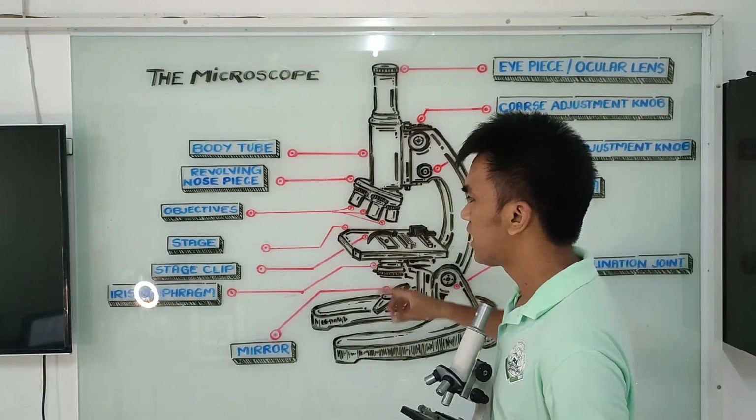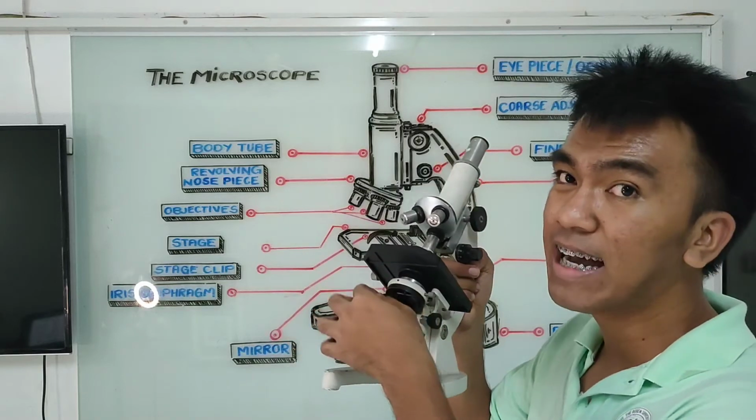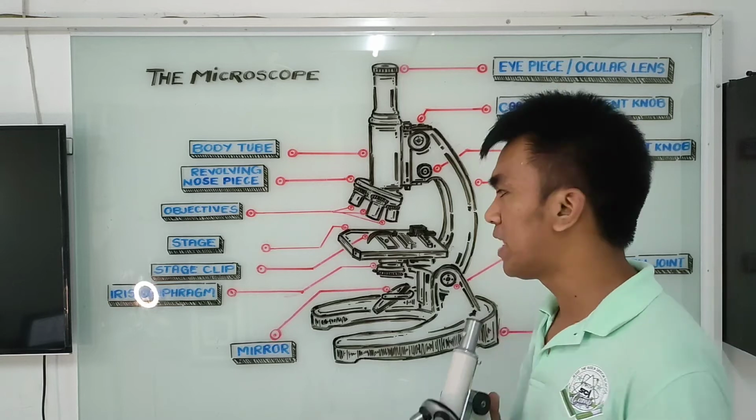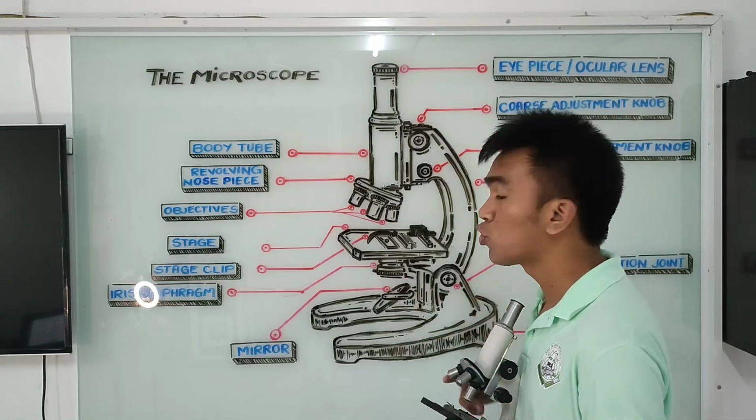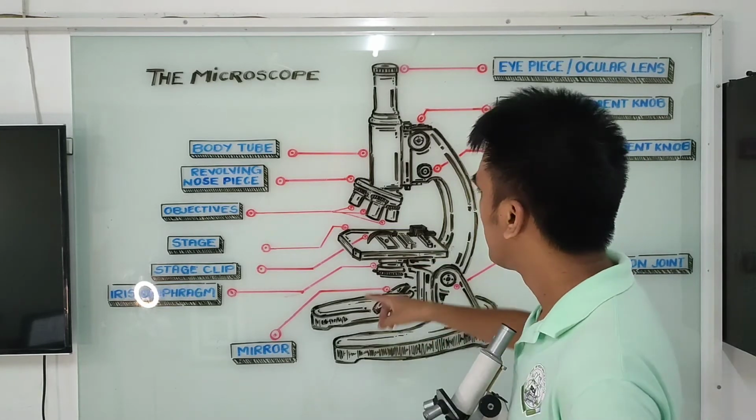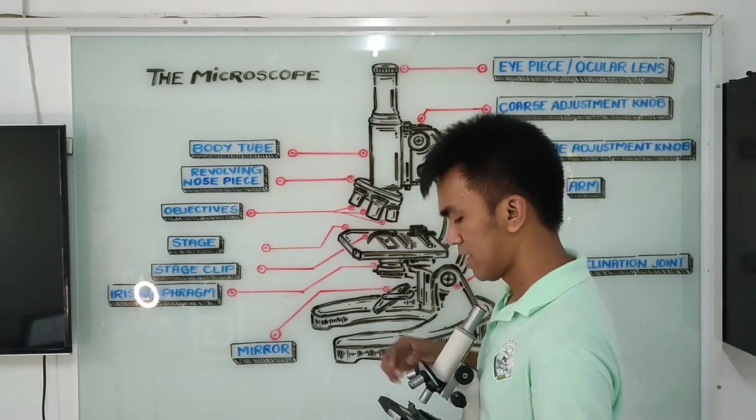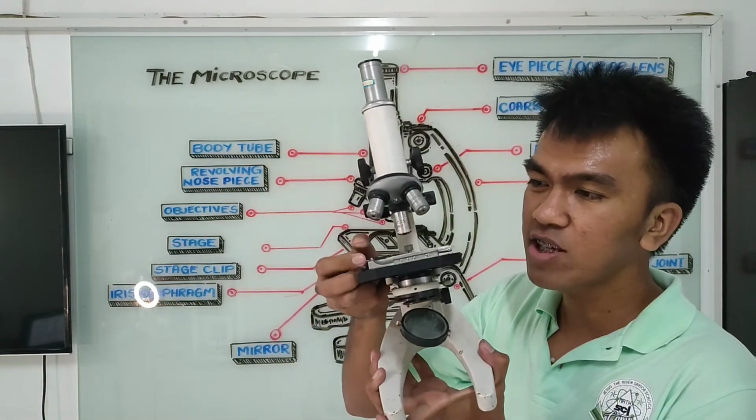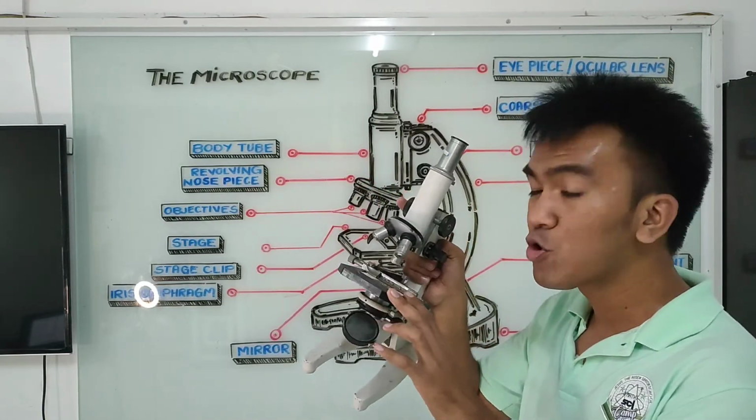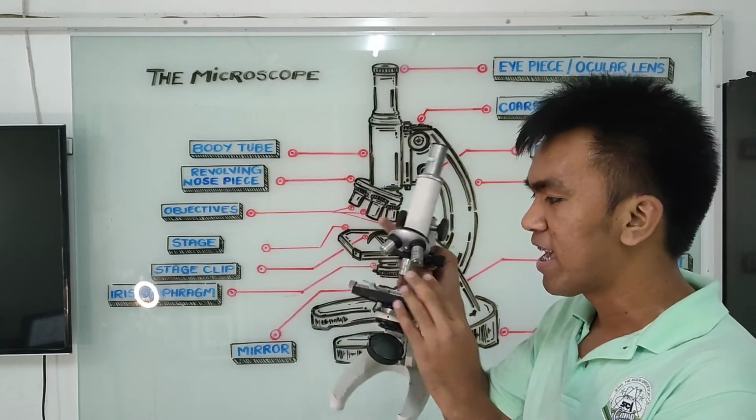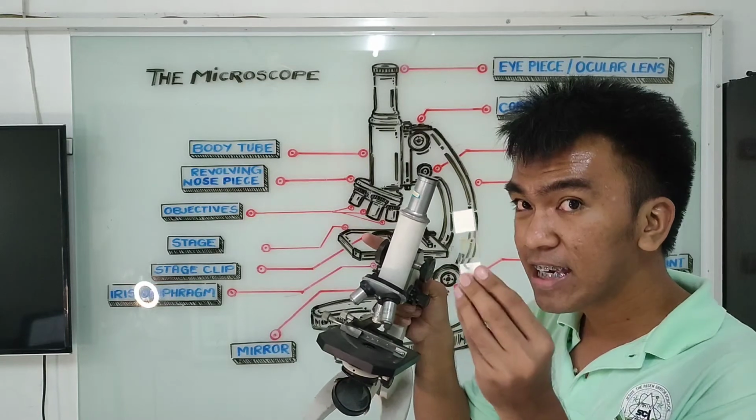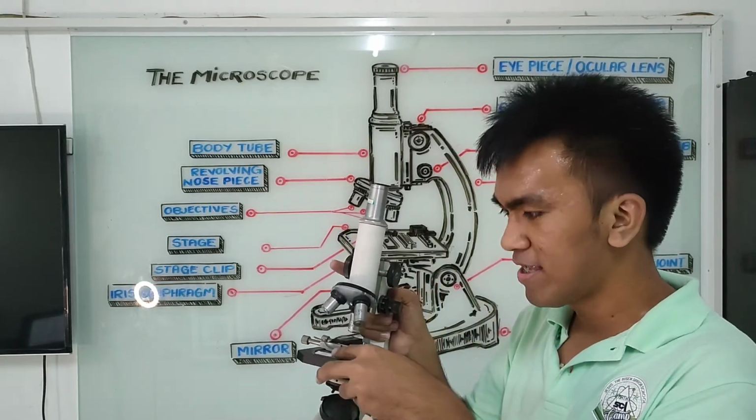This portion is the iris diaphragm. The iris diaphragm regulates the amount of light that passes through the stage or through the specimen. Other one is this one. This is the stage clip, and this is the slide of the microscope. The stage supports the slide, and the stage clip holds the slide in place on the stage.